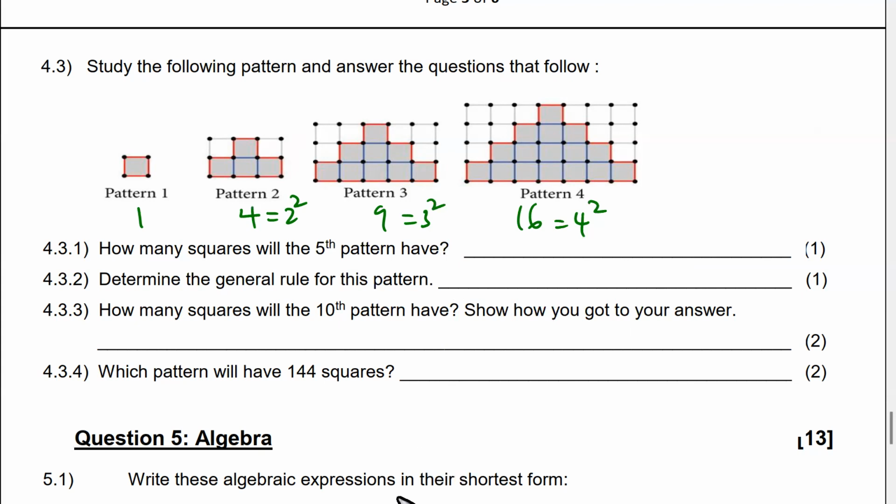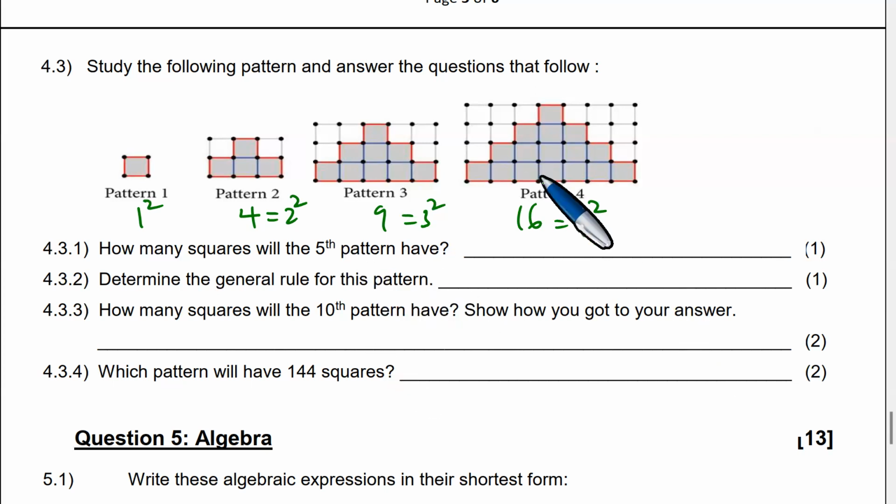Please come again. 26. How do you know? Okay, because you see pattern 2 is going to be 2 to the 2. Pattern 3 is going to be 3 to the 2. Pattern 4 is just the pattern number squared. Pattern 4 is 4 squared. Pattern 3 is 3 squared. Pattern 2 is 2 squared. Pattern 1 is 1 squared. So pattern 5 is going to be what?